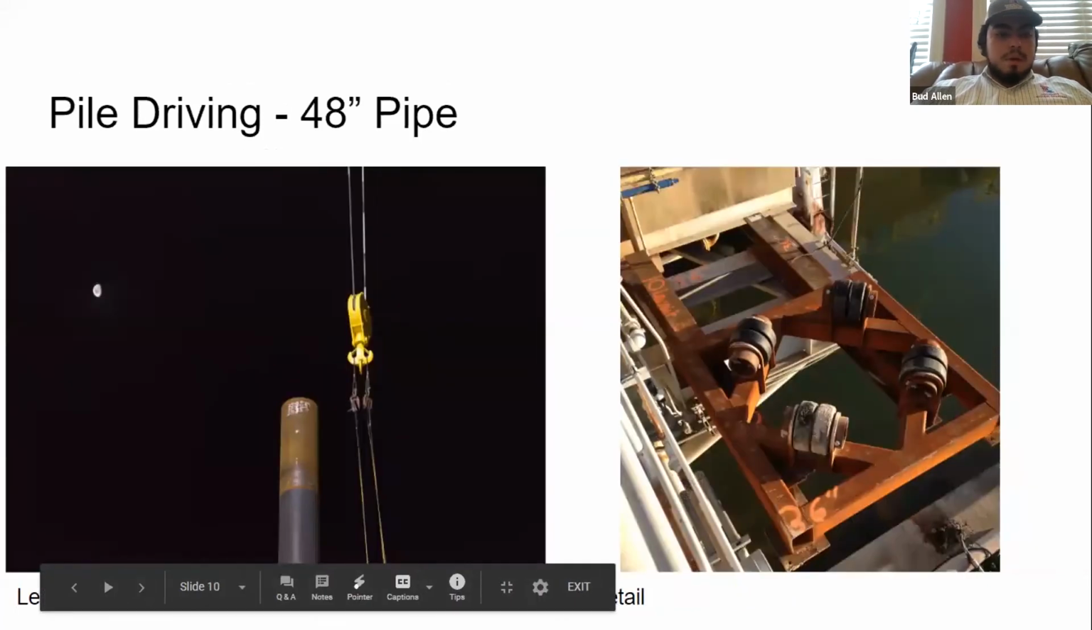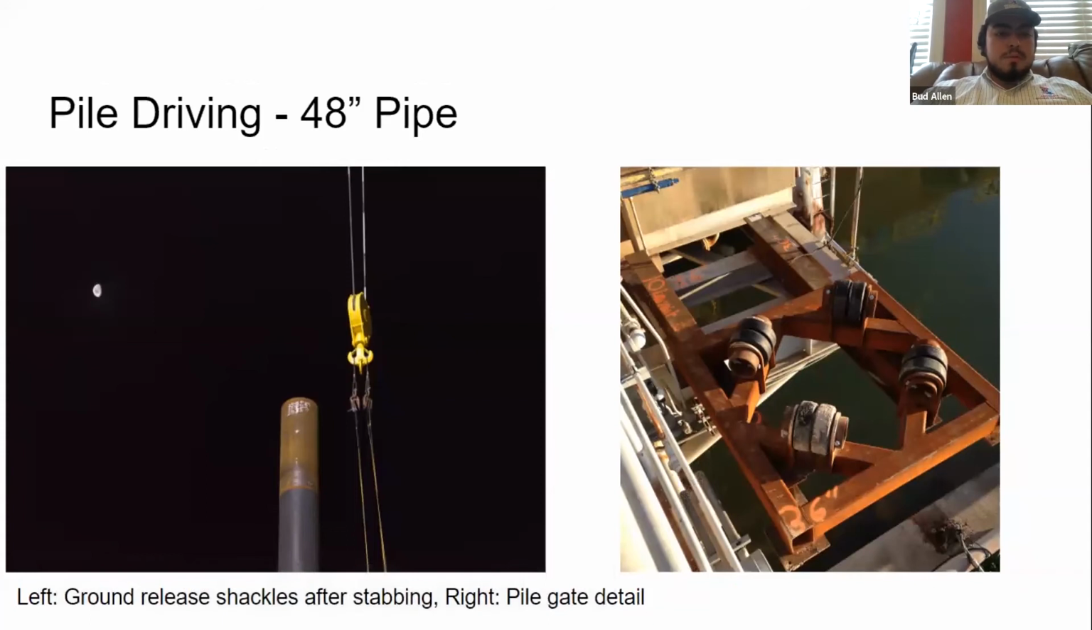On the left here, ground release shackles, how we're going to be picking them up out of the hopper barges. And on the right is a detail of a pile gate. To save time and money in fabrication, in lieu of using rollers as seen here, we'll probably just use some plywood shims on the inside secured to the sides of the box beams. And actually using those plywood shims is not only cheaper, but it helps maintain the plumb of the pile when you're picking it after you've stabbed it to begin vibrating. Next slide, please.